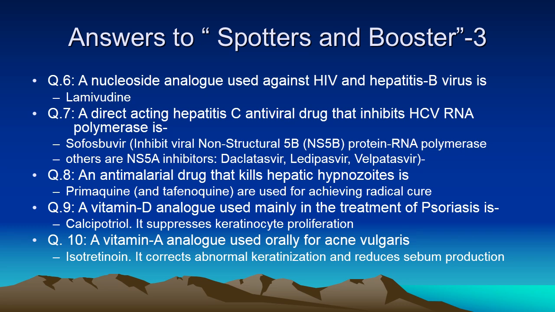Question 7. A direct acting hepatitis C antiviral drug that inhibits hepatitis C viral RNA polymerase. Sofosbuvir, actually it is bound to non-structural 5B, which is the RNA polymerase in hepatitis C. Other NS5A inhibitors are also there, but they are not 5B inhibitors. That is important to understand.